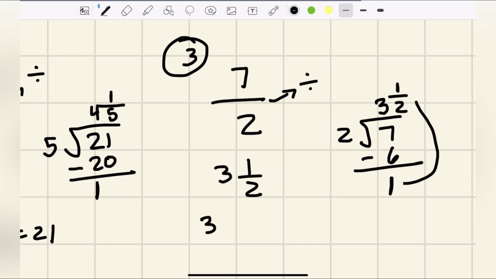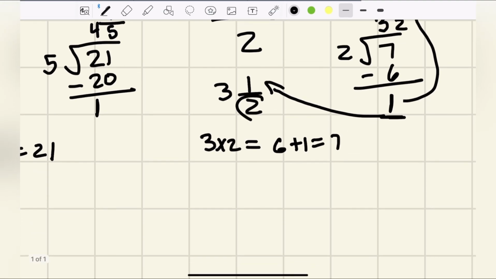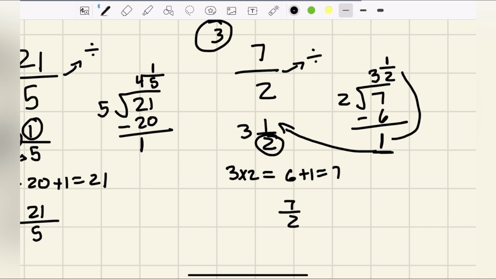Whole number by denominator. 3 times 2 is 6. We're going to add the numerator or the remainder, as we saw here, right? This is the numerator. 6 plus 1 is 7, and our denominator of 2 stays the same, so 7/2. There you go. It's the same, which means we got the correct answer.